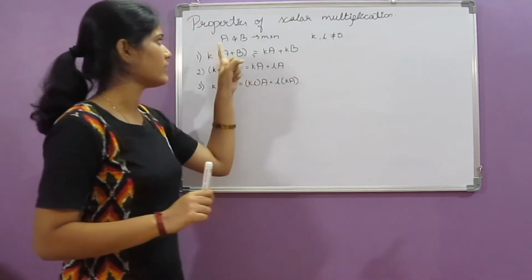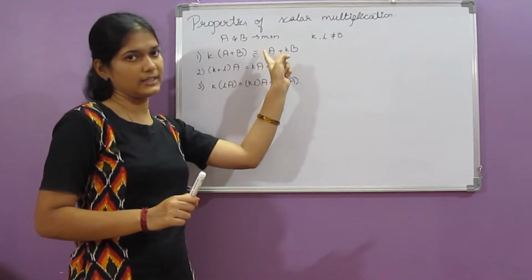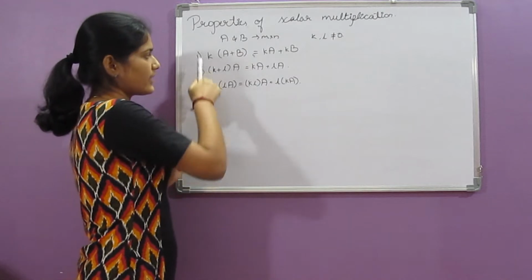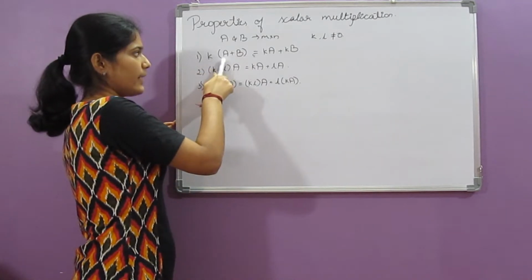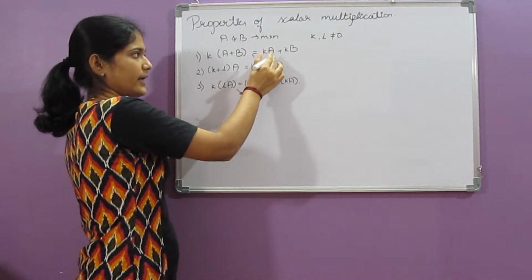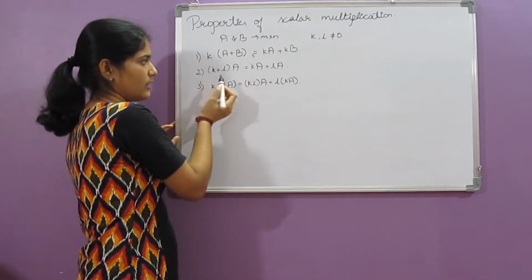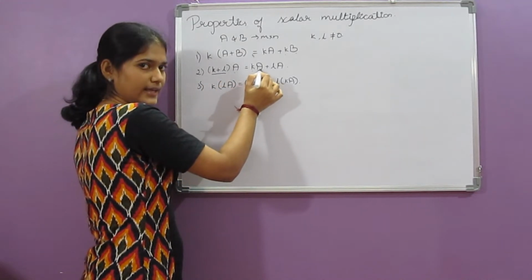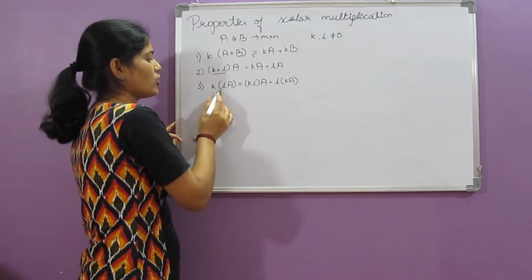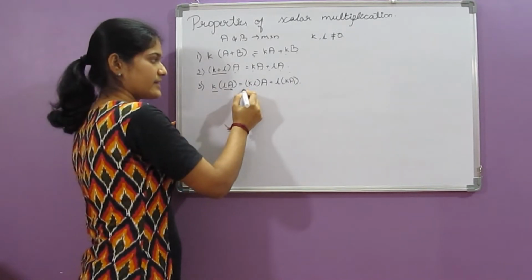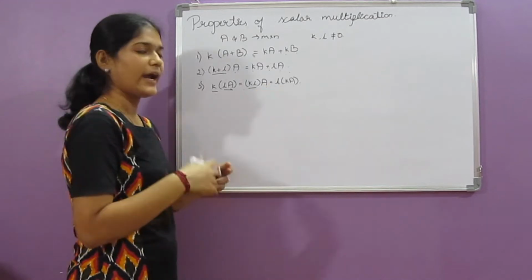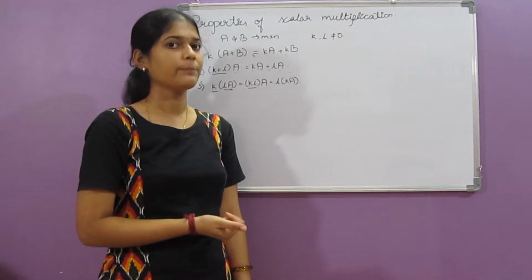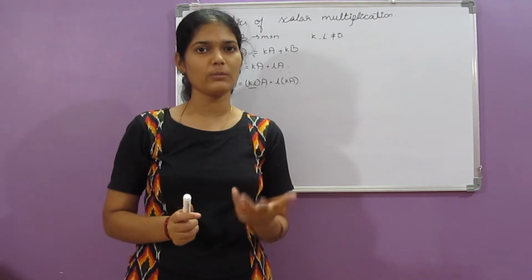In this, we have A and B, two matrices of the same order, that is m cross n, and K and L are non-zero scalars. Now, there are three properties. K into (A plus B) is always equal to KA plus KB. If we add the scalars first, (K plus L) into A is equal to KA plus LA. Also K into (L A) is equal to (K L) into A, and the scalars can be interchanged. These are all the properties of scalar multiplication. Now we will go on to solve some problems on these topics.